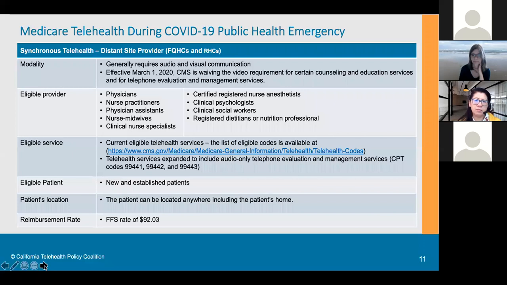And then also waiving the originating site restrictions, which allows patients to access telehealth services from anywhere, including the patient's home, and additionally increasing the reimbursement rate for distance site telehealth services to $92.03. Next slide, please.